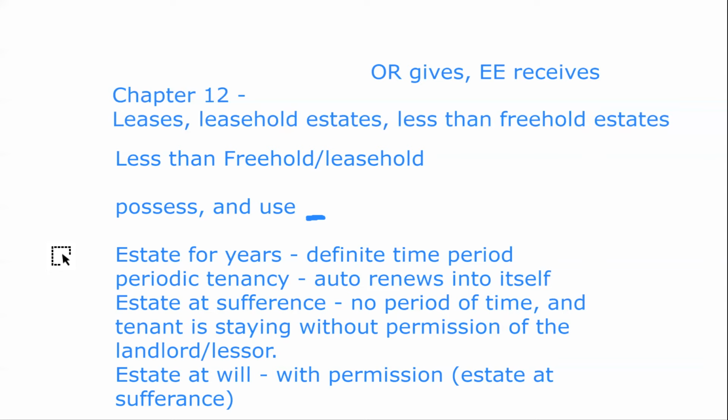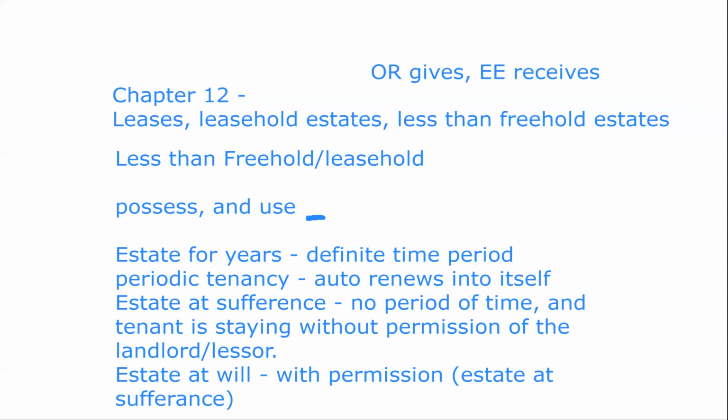An estate at will typically happens like this. Let's say the lease ended July 1st. July 1st, the lease ended. And right before the lease ended, I went to the landlord and I said, hey, Mr. Landlord, I would like to stay in the unit. I'm closing on my home. I don't know when I'm going to be closing. Could you let me stay? And they say, sure, stay as long as you want.